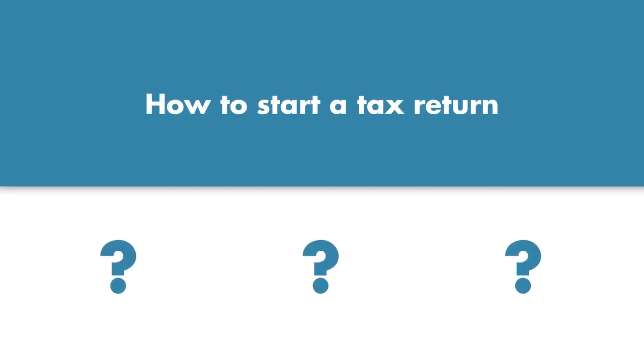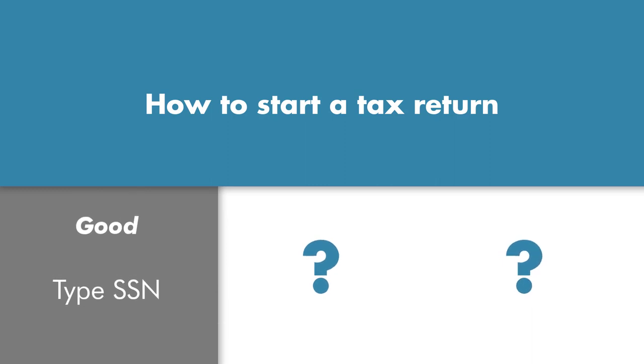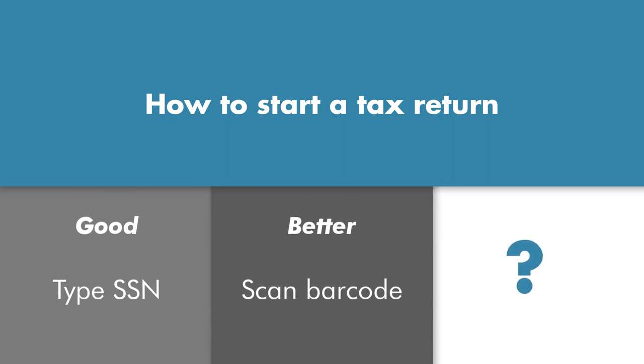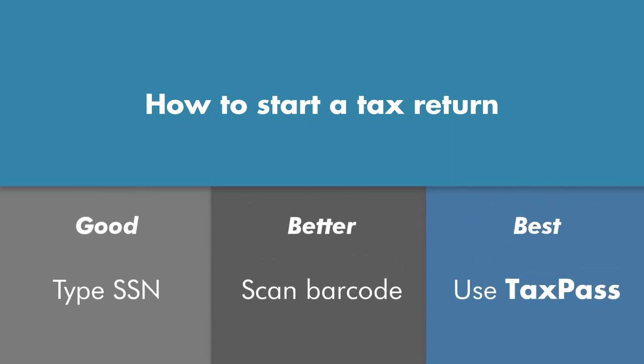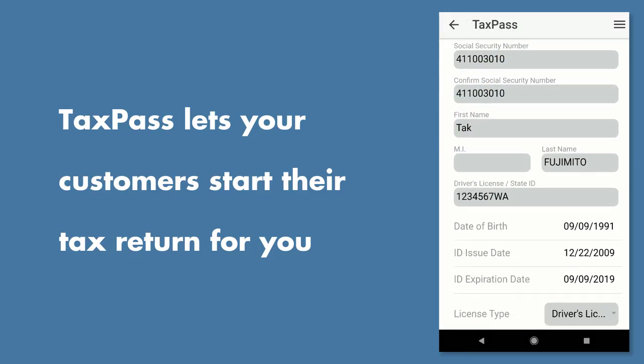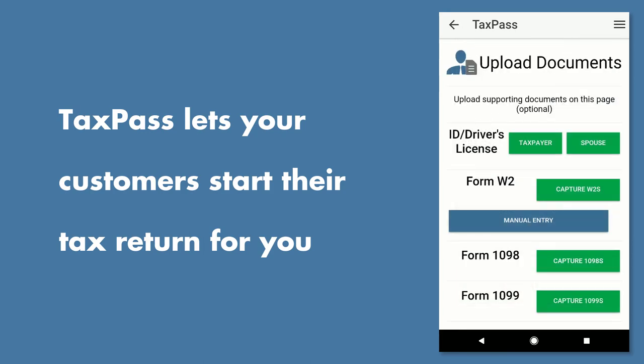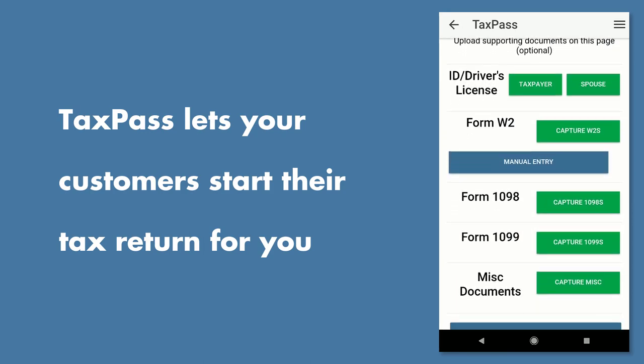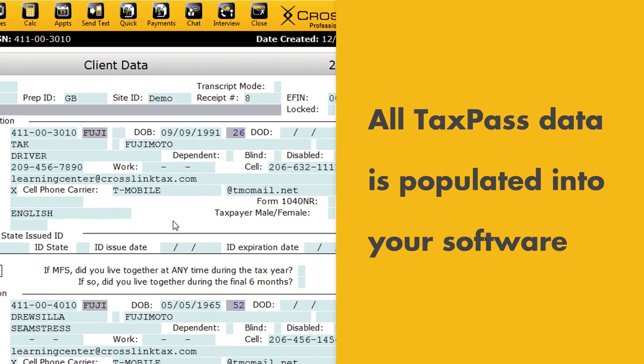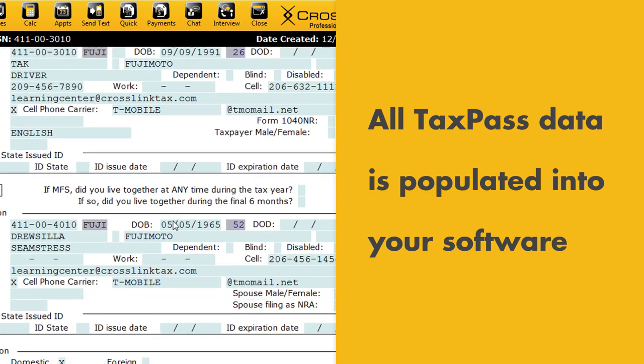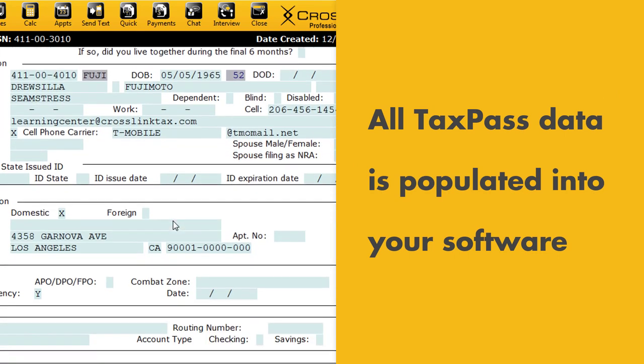While you can always start a new tax return yourself by manually entering data or scanning a W-2, your customers can also help you complete their tax return with the TaxPass mobile app. After filling out a few simple fields, customers can send you their tax-related data, documents, and images. All this information will transfer electronically into a new tax return accurately and instantaneously.